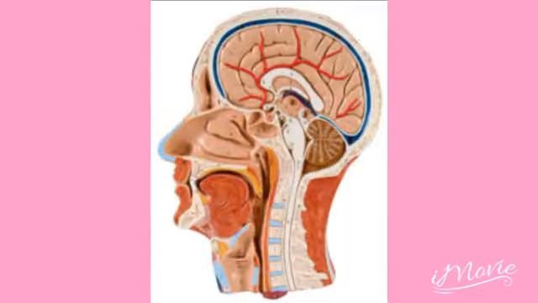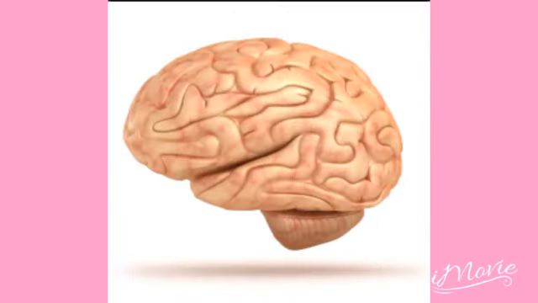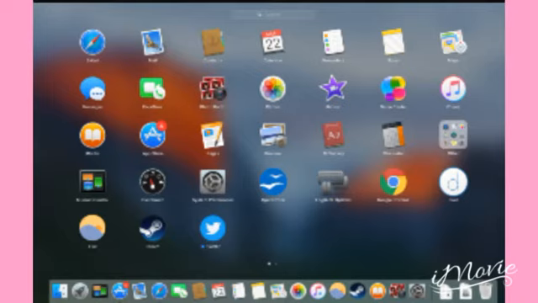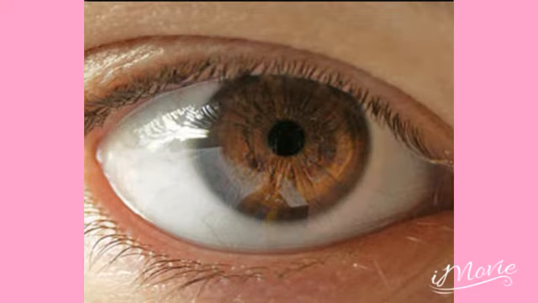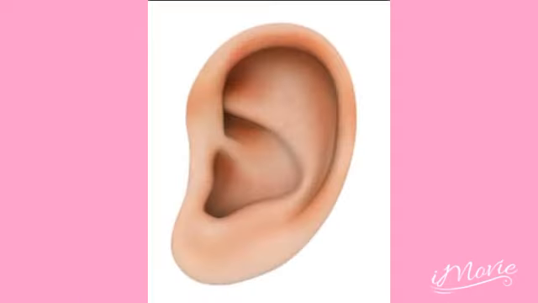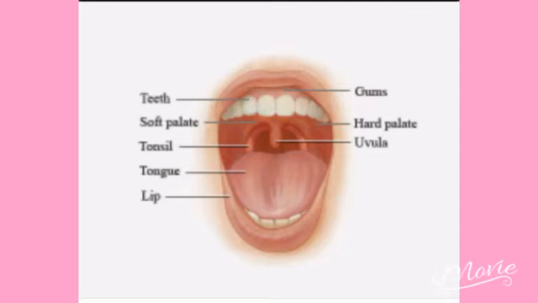Your head has the brain. The brain controls all of the parts of the human body, which is like a computer that manages all of the apps. Your head also has your eyes, which is what you use to see and observe, ears to hear everything around you, mouth to communicate and eat, and nose, which is what you use to smell and breathe.